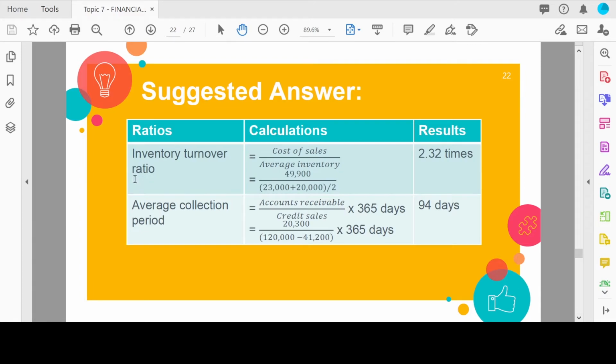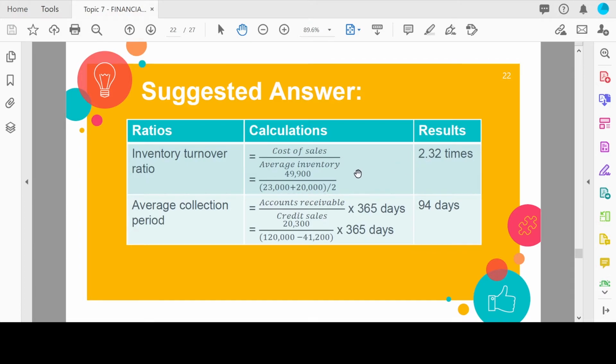Which are inventory turnover ratio and also average collection period. For inventory turnover ratio, the formula is cost of sales divided by the average inventory. Cost of sales, as computed before, is equal to 49,900 divided by the average inventory. Average inventory is the opening plus closing divided by 2. And the result is 2.32 times.